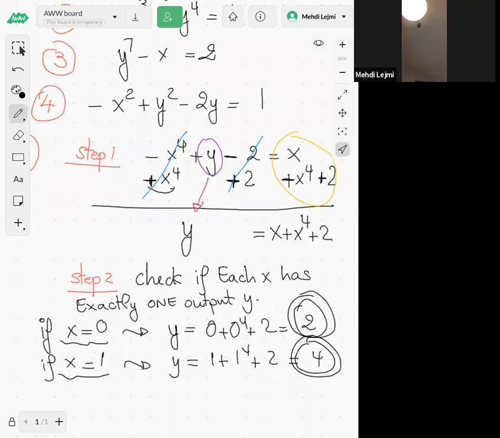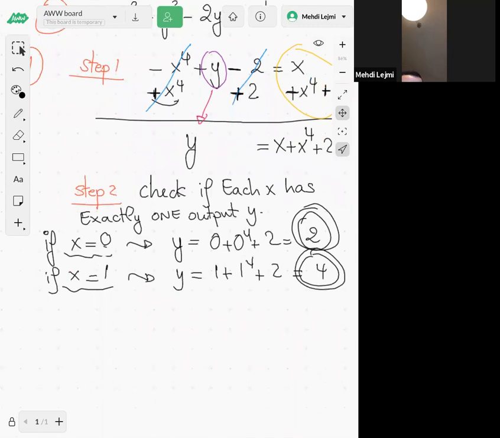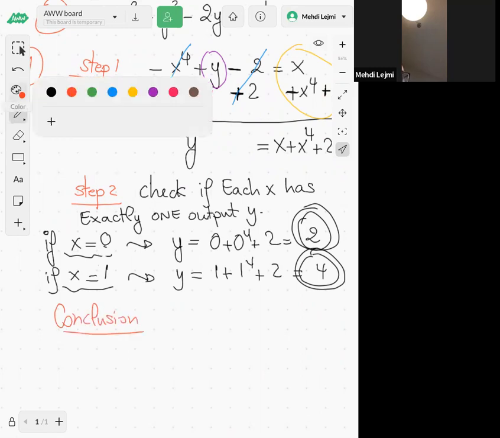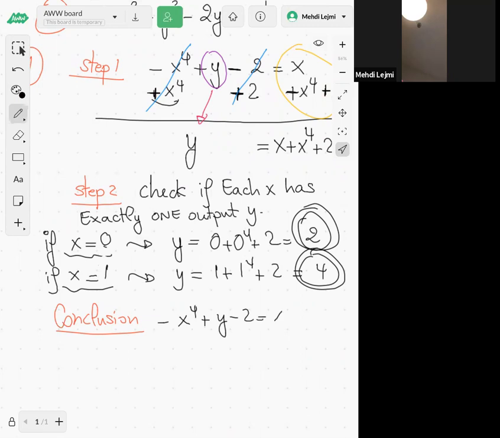Is there any other question? Oh, well, I'm not done yet. But the point is, for these random values of x, I got exactly one answer, so I can conclude. So, conclusion: my equation, minus x to the fourth plus y minus 2 equals x, represents a function. Is there any other question, guys?